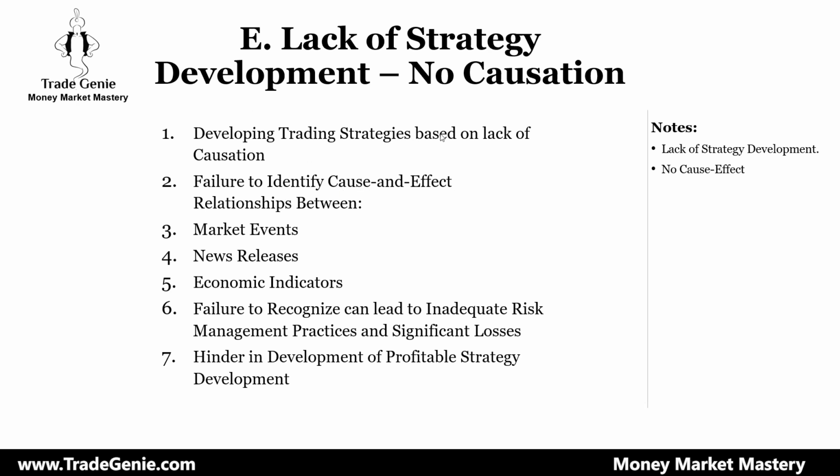So he develops a trading strategy based on a lack of causation. His trading strategy is just to look at some chart, see something and buy it, see something and sell it. There's a failure to identify the cause and effect relationship between market events, news releases, and economic indicators. There are so many variables, so you have to make some relationship, then understand and trade. Failure to recognize this can lead to inadequate risk management, so taking extra risk and significant losses.